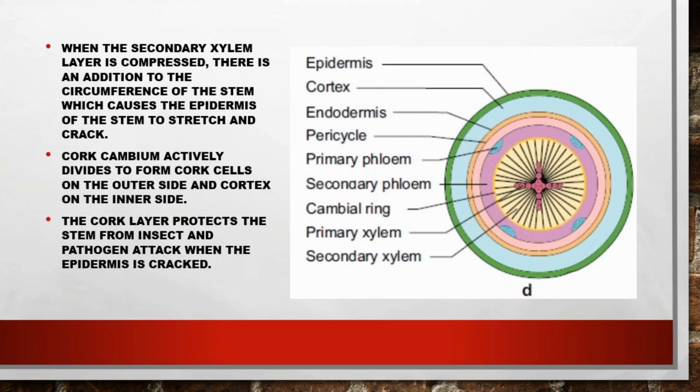Last, when the secondary xylem layer is compressed, there is an addition to the circumference of the stem which causes the epidermis of the stem to stretch and crack. The cork cambium actively divides to form cork cells on the outer side and cortex on the inner side. The cork layer protects the stem from insect and pathogen attack when the epidermis is cracked.